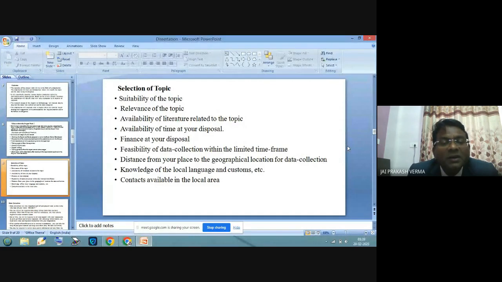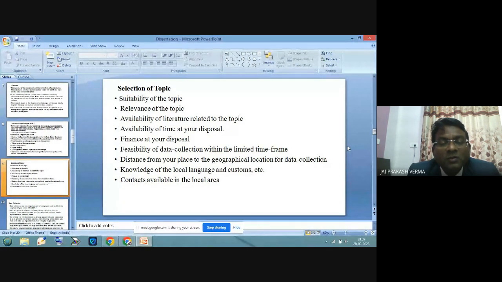Selection of topic: some things are very important, like suitability of topic. You must choose a topic which is suitable for your study. If you are a learner of MA in rural development, your topic must be connected with the rural development aspect. So suitability and relevancy must be in the topic, and the topic should represent the rural area communities' problems.